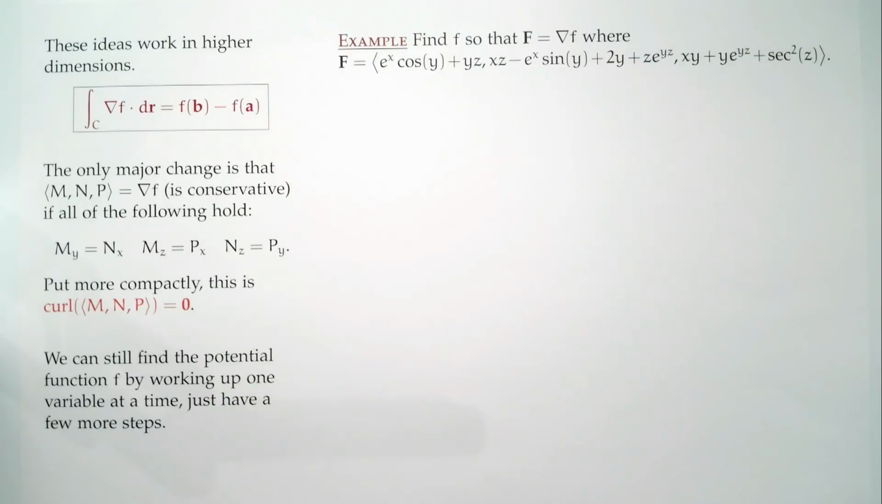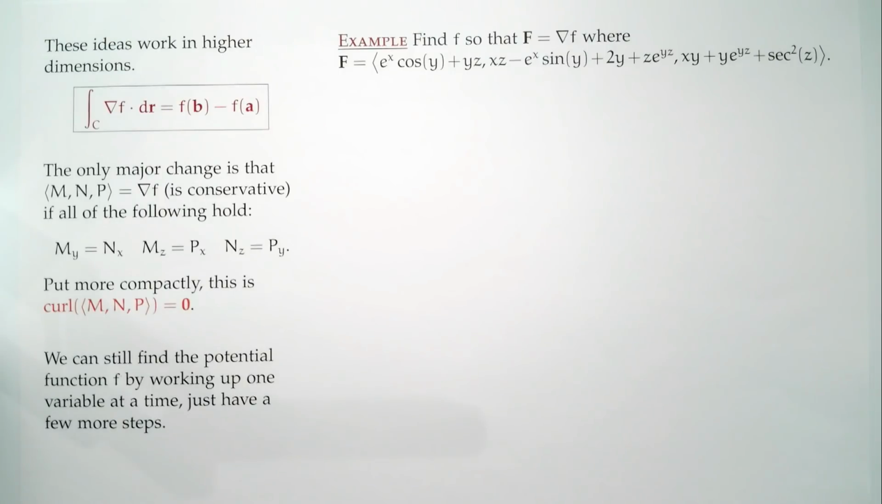Now, to be honest with you, most of the time we never even bother to test if something is conservative because we have a slightly different approach. We say something is conservative if we can find the potential function. So if we find the potential function, we don't have to check. So we only go to this extreme if we have some reason to suspect something is conservative, but we don't have a good way to find what the potential function is.